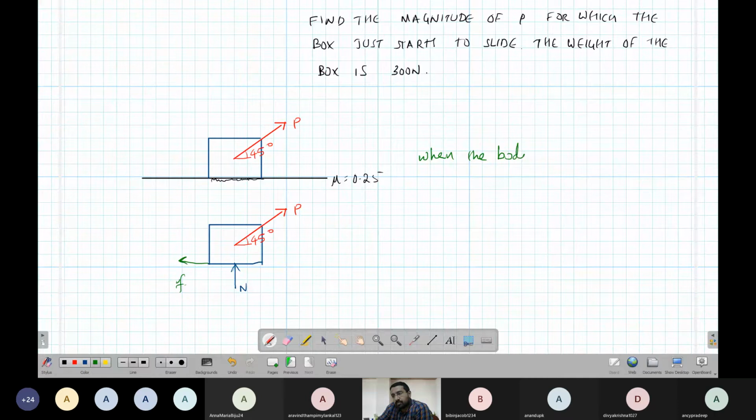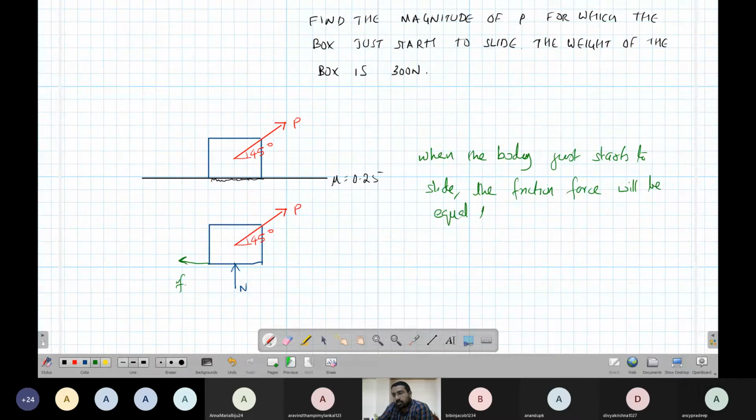So when the body just starts to slide, the friction force will be equal to mu times N. Friction force at the time of sliding has the value mu times N. Okay, so that is the condition that we are going to use. Mu times N, where N is the normal contact force here. That is how friction force is defined. Now we just have to apply equilibrium, and then we can solve this.